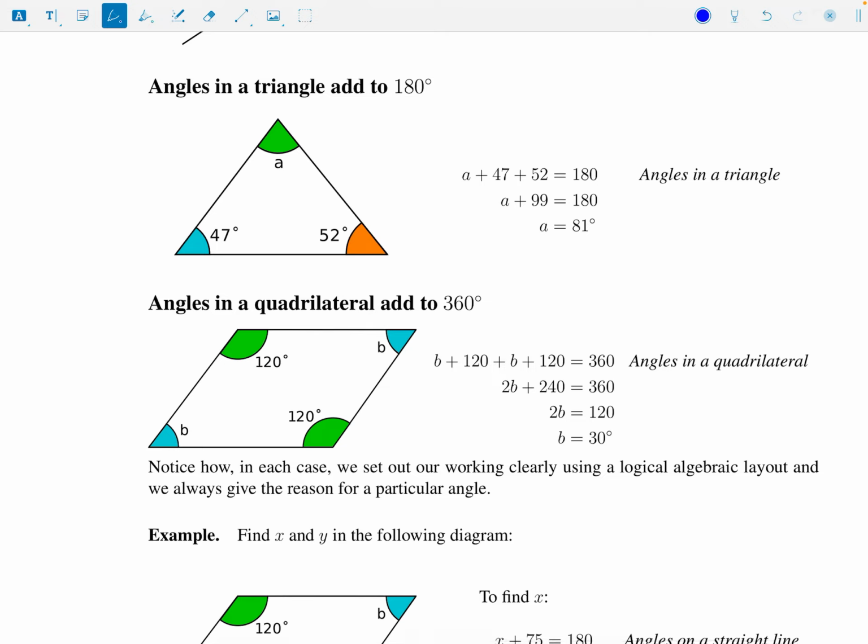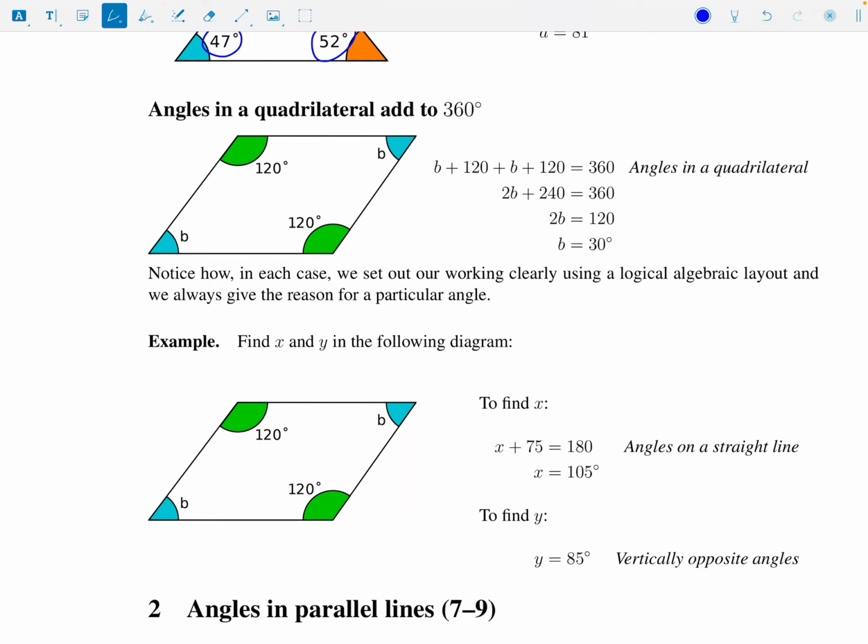We've learned before that the angles in a triangle need to add up to 180 degrees. So in this triangle, we have A, this angle right here, A plus 47 plus 52 should add up to 180. We can add these two together to get 99. Bring the 99 to the other side by subtracting it, and we find out that A is 81 degrees. And then we have the angle sum of a quadrilateral. In a quadrilateral, the angles will add up to 360 degrees. We can follow that same concept as with triangles, just add them up to get 360.